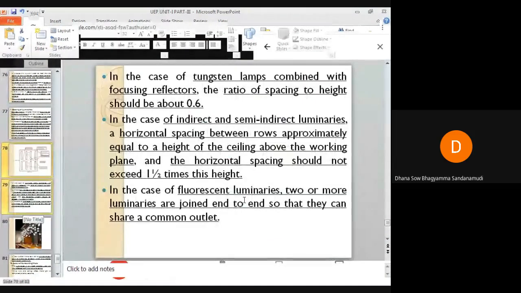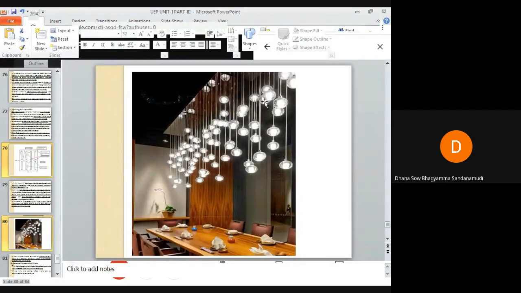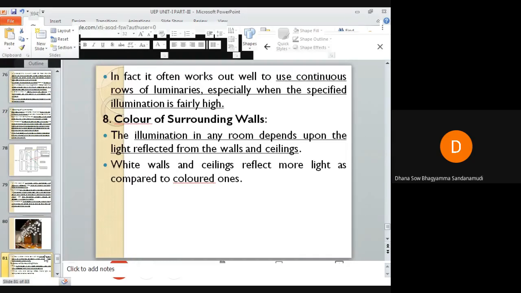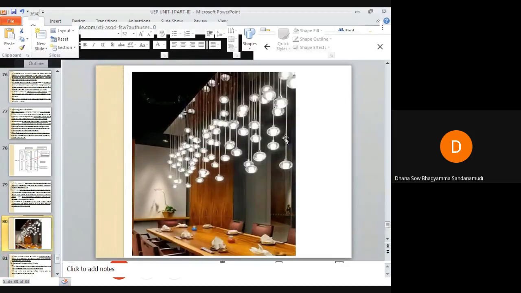In the case of fluorescent luminaries, 2 or more luminaries are joined end to end so that they can share a common outlet. For example, all these luminaries are joined end to end to share a common outlet. It often works out well to use continuous rows of luminaries, especially when the specified illumination is fairly high. So whenever you want fairly high illumination, you must use continuous luminaries, similar to this.